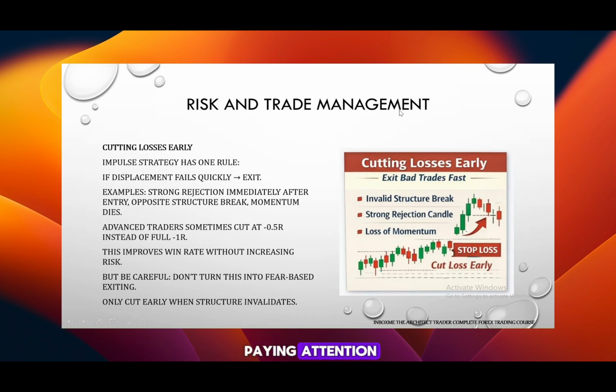You need to start paying attention: is this a sign that the trend is weakening? Instead of allowing it to take you out at your stop, you can just cut your losses early, or even better, exit in little profit. So advanced traders sometimes cut at 0.5R instead of full R. This improves win rate without increasing risk, right?